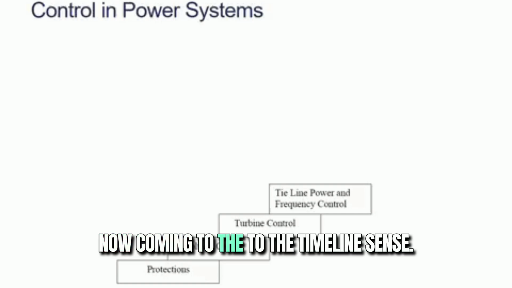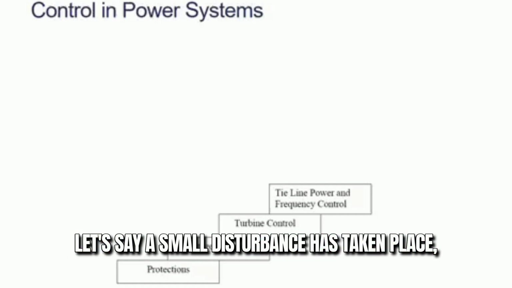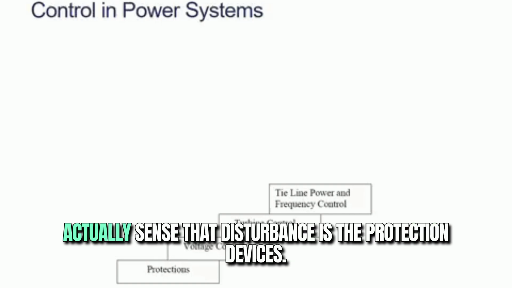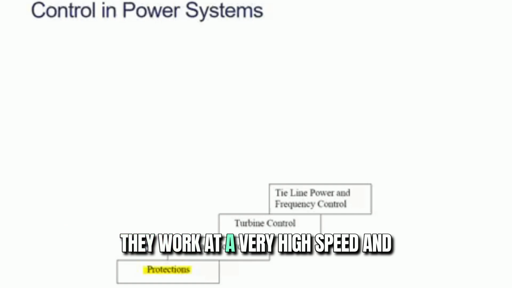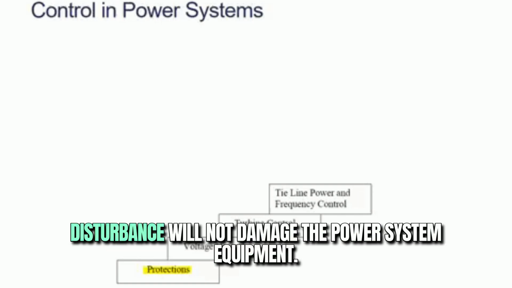Now coming to the timeline sense. Whenever a disturbance takes place, let's say a small disturbance, the first equipment which actually senses that disturbance is the protection devices. They work at a very high speed, and they ensure that any disturbance will not damage the power system equipment.